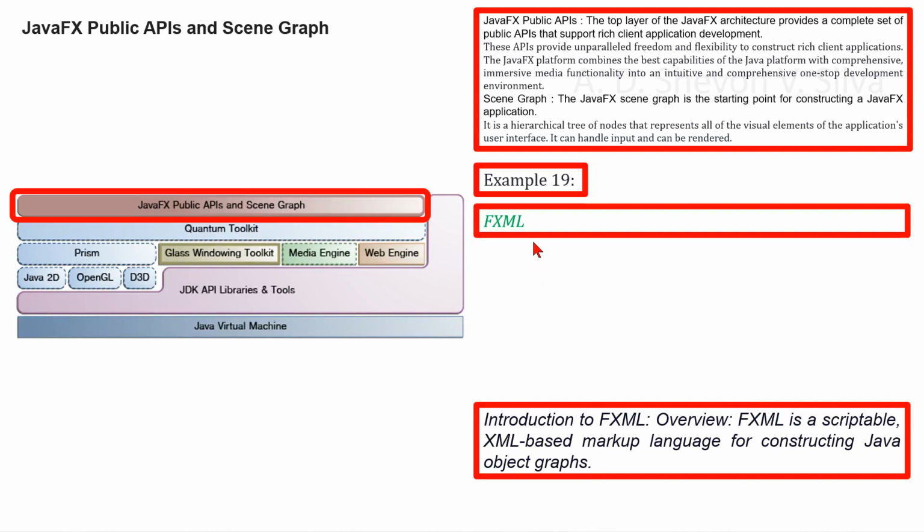Now we are considering the overview and introduction to FXML. FXML is a scriptable XML based markup language for constructing Java object graphs. It provides a convenient alternative to constructing such graphs in procedural code and is ideally suited to defining the user interface of a JavaFX application, since the hierarchical structure of an XML document closely parallels the structure of the JavaFX scene graph.